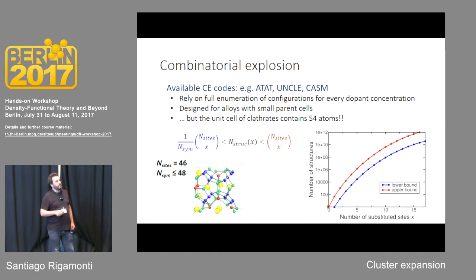On the x-axis, you have the number of substituted sites in the crystal, and on the y-axis, you have the number of possible structures in this full enumeration. So the numbers, as you can see, are huge and are much bigger than for usual simple alloys.